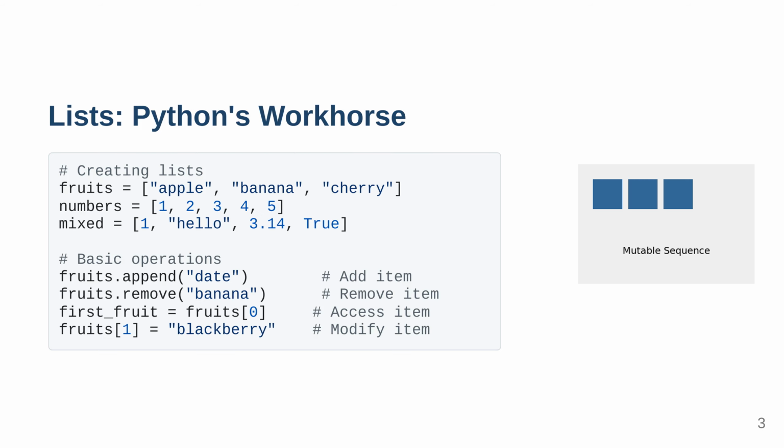Lists are Python's most flexible data structure. They're mutable sequences that can hold any type of data. Think of them as dynamic containers that can grow or shrink as needed. The square bracket syntax is used for both creating lists and accessing elements. Remember that indexing starts at 0, and negative indices count from the end. Lists maintain the order of elements and allow duplicates.